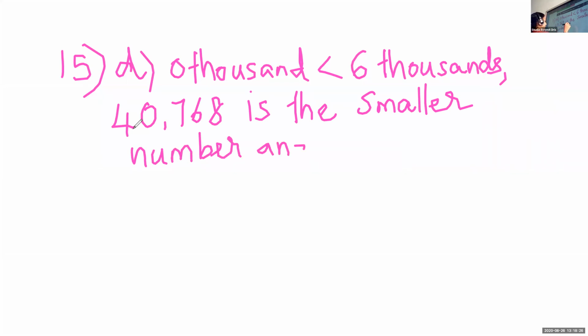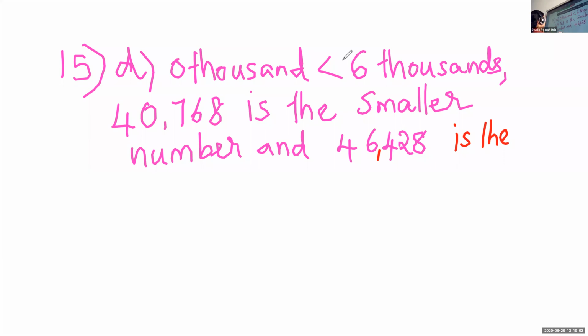And next one, what is the other number? That is 46,428. You can put the comma after 46. 46,428 is the greater number.